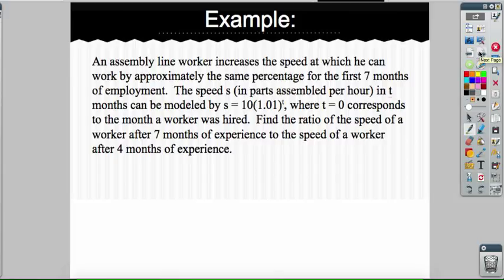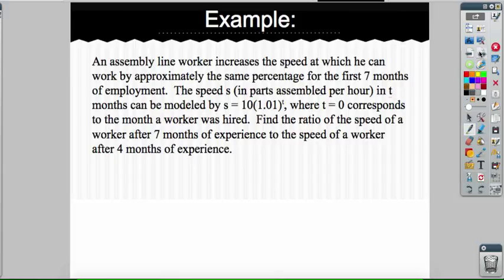One last example here. An assembly line worker increases the speed at which he can work by approximately the same percentage for the first 7 months of employment. The speed S in parts assembled per hour in T months can be modeled by S equals 10 times 1.01 to the T power, where T equals 0 corresponds to the month a worker was hired. Find the ratio of the speed of a worker after 7 months of experience to the speed of a worker after 4 months of experience.